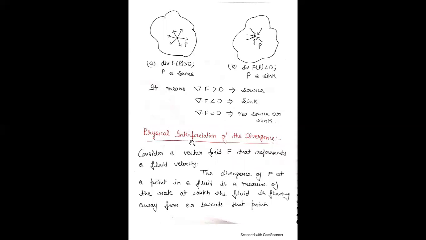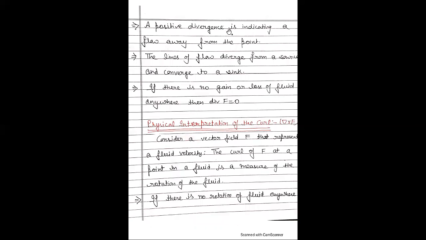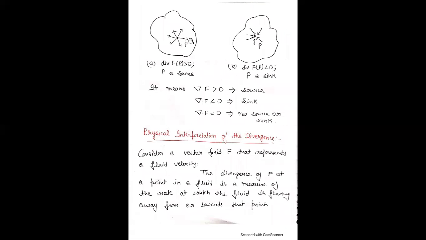Now, what is the physical interpretation of the divergence? Consider a vector field F that represents a fluid velocity. The divergence of F at a point in a fluid is a measure of the rate at which the fluid is flowing away from or towards that point. A positive divergence indicates flow away from the point. Positive means flow away from the point. Negative means towards the point.